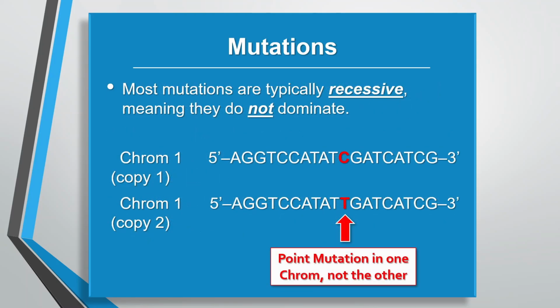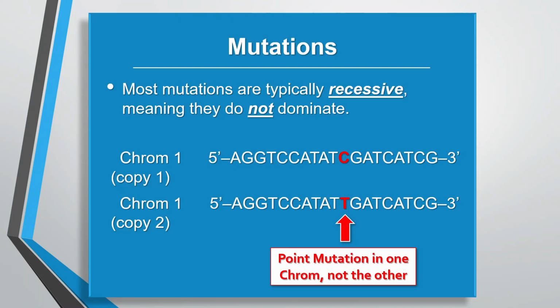Now, most mutations are recessive, meaning they do not dominate. Therefore, they do not have an impact. And remember, as I'm showing here on this slide, we have 2 copies of each chromosome and 2 copies of each gene. So a mutation in one copy doesn't mean a mutation in the other.